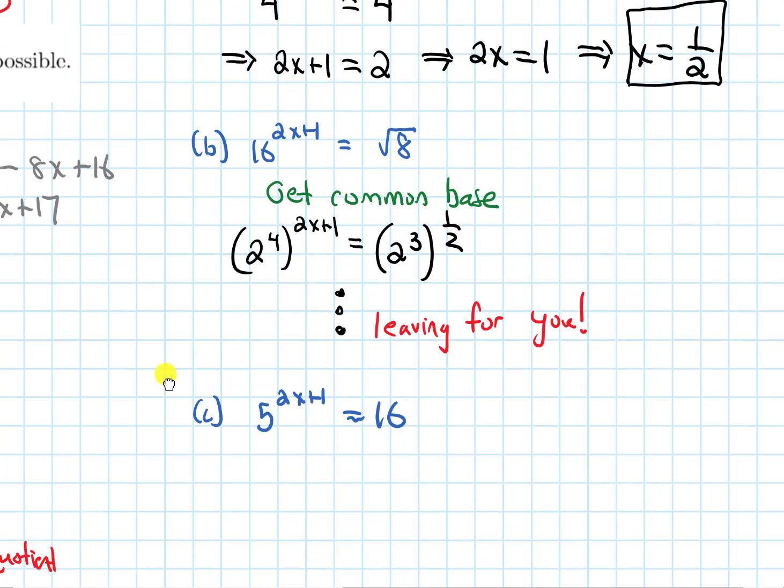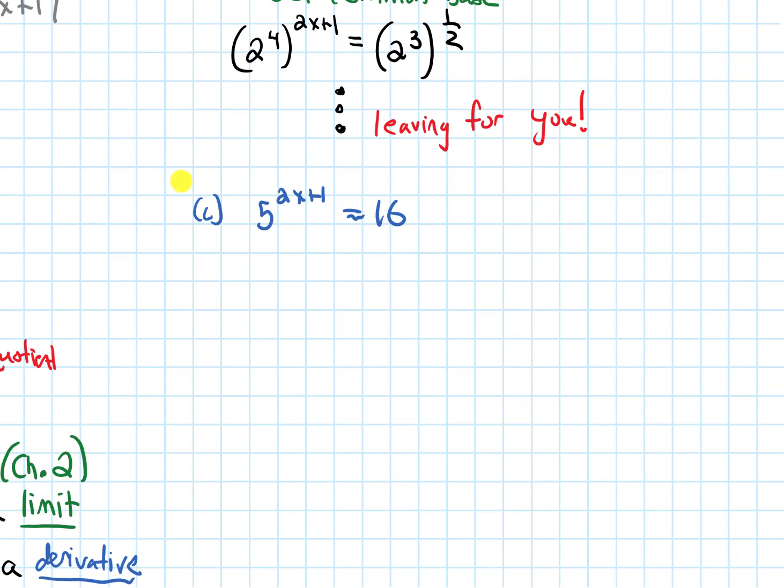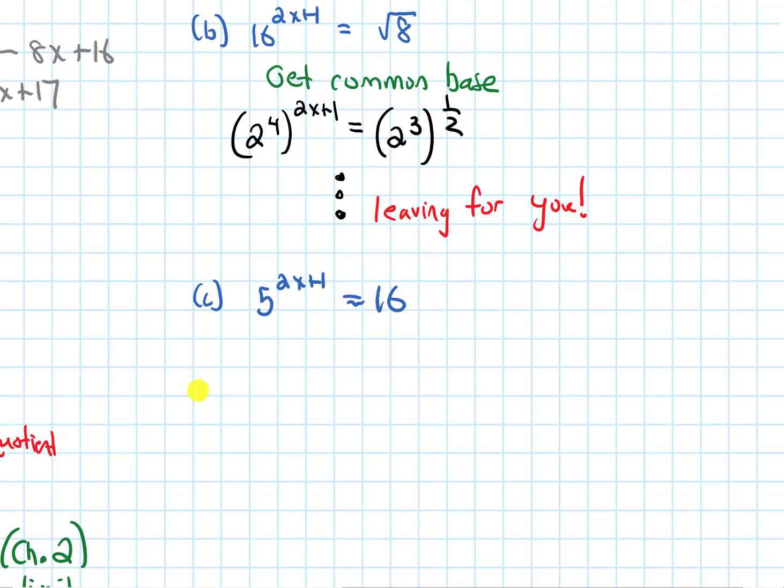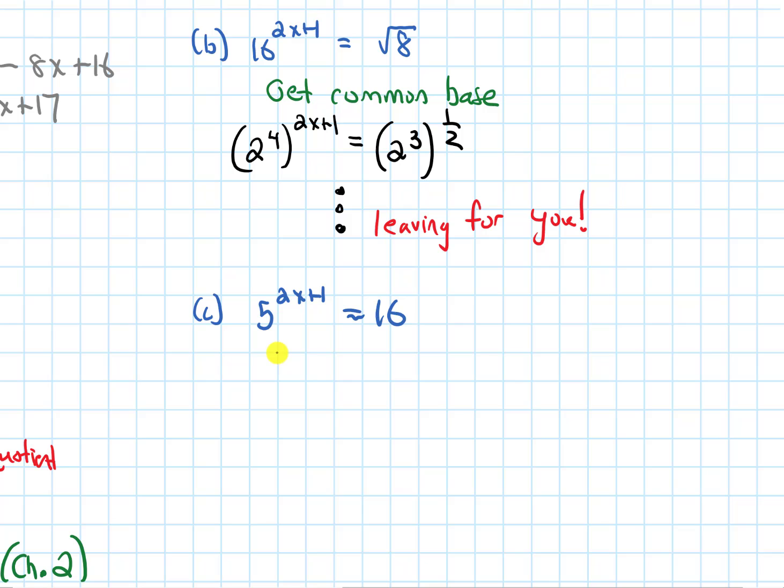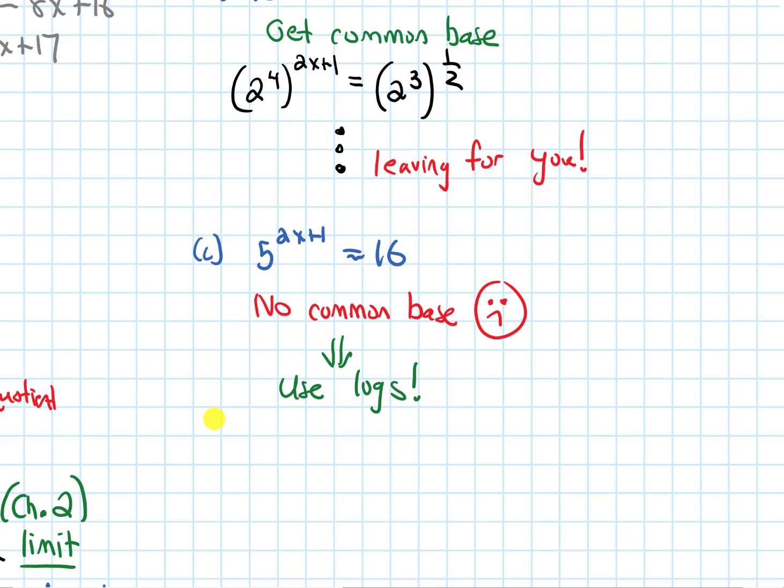All right, so now let's move on to part C. This time we have 5 to the 2x plus 1 equals 16. With 5 and 16, there isn't a nice common base like there was in the previous question. There is no common base here, so I'm going to put a sad face. When I have an exponential equation with no common base, that is precisely where we need to use logs.